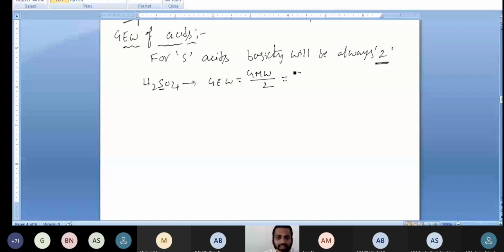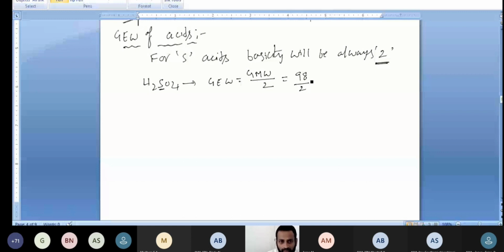So sulfuric acid, if you see, hydrogen has atomic weight 1, and 2 hydrogens you have, so 2, sulfur 32, 4 oxygens, each oxygen 16, so 4 oxygens you have 64, so 64 plus 32 plus 2. 98 is the gram molecular weight and divided by 2.